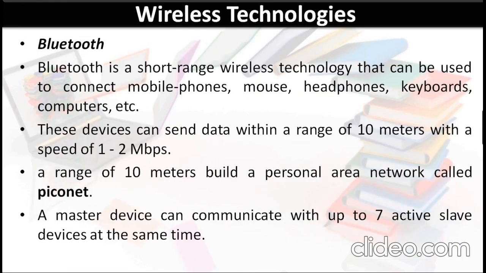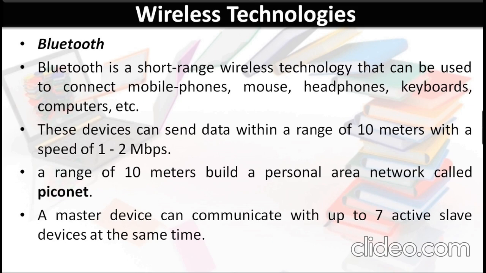In wireless communication, we have wireless technologies like Bluetooth. Bluetooth is a shorter-range wireless technology, and it can be used to connect mobile phones, mouse, headphones, keyboards, computer devices, and other peripherals. The range is only 10 meters. Within 10 meters we can access all these connected Bluetooth devices, and we can reach speeds of 1 to 2 Mbps.